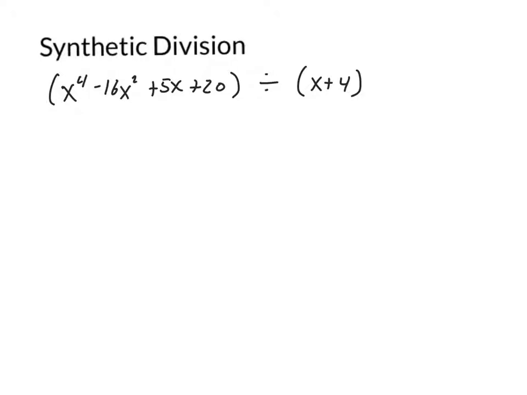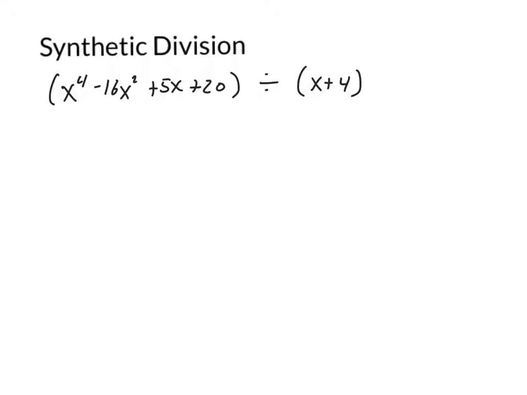Okay, so the information that I can get out of this, right? So it's a computation in itself. It will give me an answer. So I'll have some answer with, there may or may not be a remainder. And the interpretation is if I don't have a remainder, then x plus 4 can actually factor out of x to the 4th minus 16x squared plus 5x plus 20. So by doing this division, it's one step in trying to factor this polynomial that I have over here on the left.